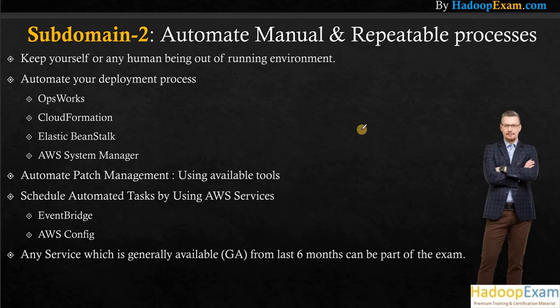Automate patch management, how do you do that basically, correct? You are not allowed to have downtime in this, it is assumed you can't have downtime for your system. Schedule automated tasks by using AWS services like EventBridge, AWS Config rules, etc. You can use it. So any service which has been generally available for the last 6 months can be part of this exam. That's what they are saying.